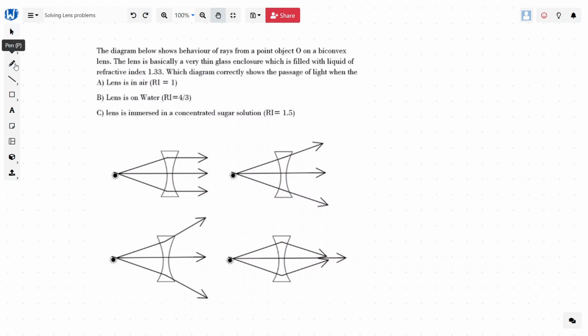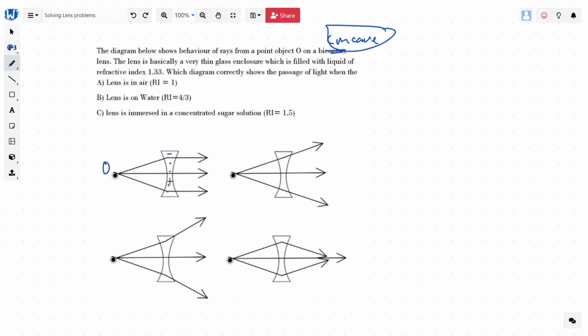Now, a diagram below shows the behavior of rays from point object O. Okay, so this point object O. Now, biconvex lens. The lens is basically a thin glass enclosure which is filled with liquid of refractive index 1.3. I think this should be biconcave. Okay.